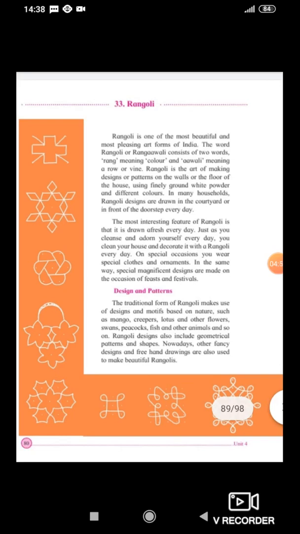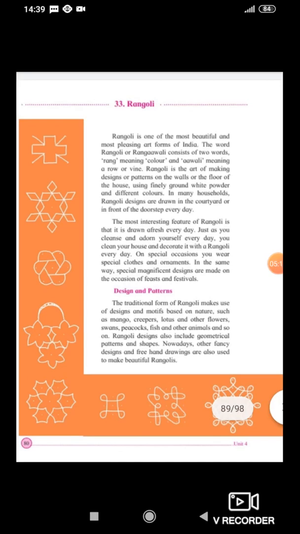So in your textbook itself, on page number 80, you can see various drawings of rangoli. You can see various kinds and forms of rangoli. The designs are given, and they are of different types.